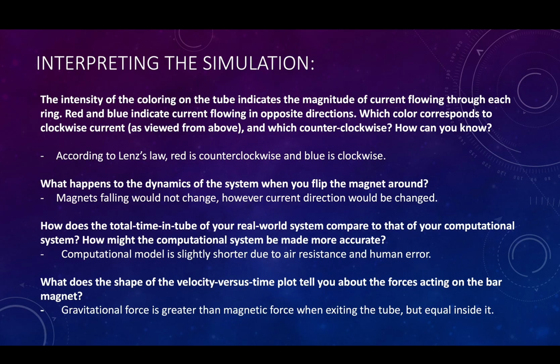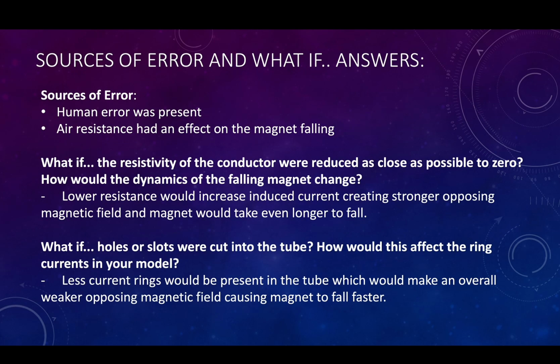How does the total time in the tube of your real-world system compare to that of your computational system? The computational model is slightly shorter due to air resistance and human error. What does the shape of the velocity versus time plot tell you about the forces acting on the bar magnet? Gravitational force is greater than magnetic force when exiting the tube, but equal inside, as we previously saw on the plot. Sources of error in this experiment include human error and air resistance.